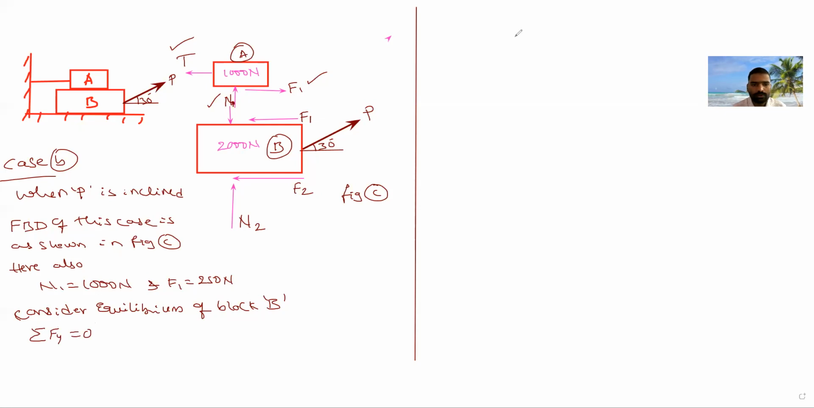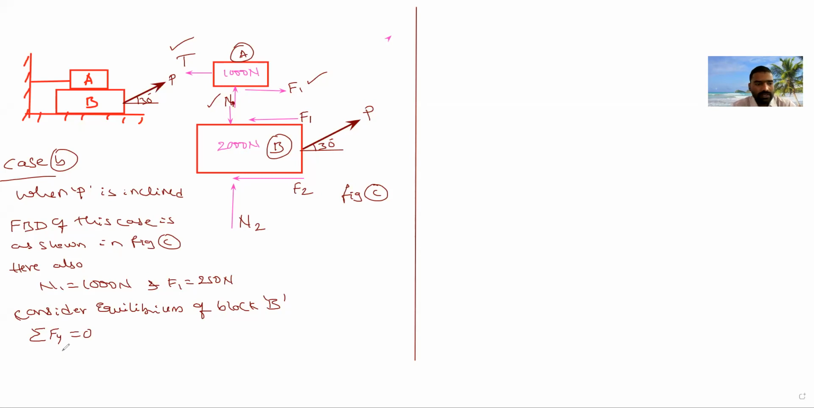Sigma Fy equal to 0 means what? The algebraic sum of all the forces acting in the vertical direction is equal to 0. Correct? So consider only the free body diagram of B. Now tell me, what are the forces acting in the vertical direction? N2. N2 is acting in which direction? Upward direction.